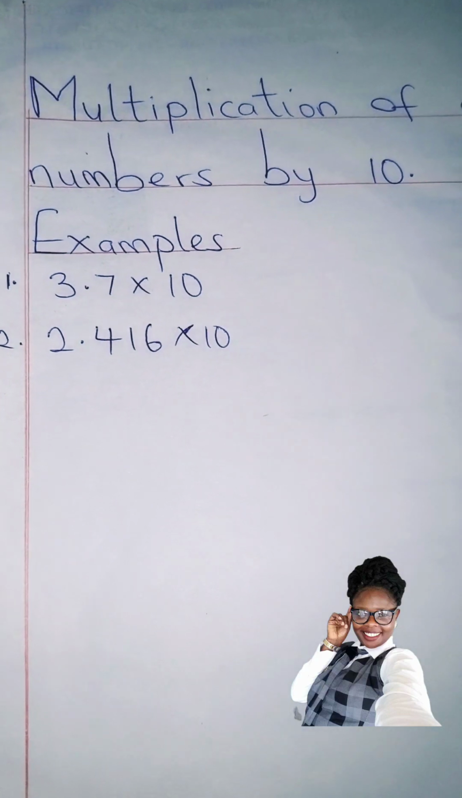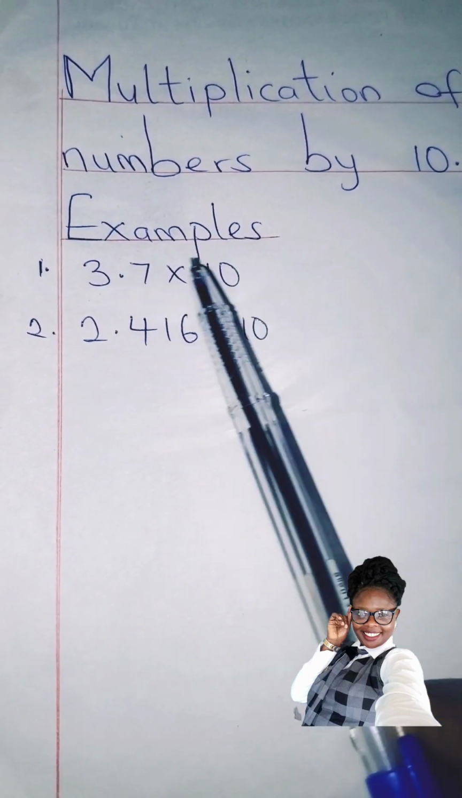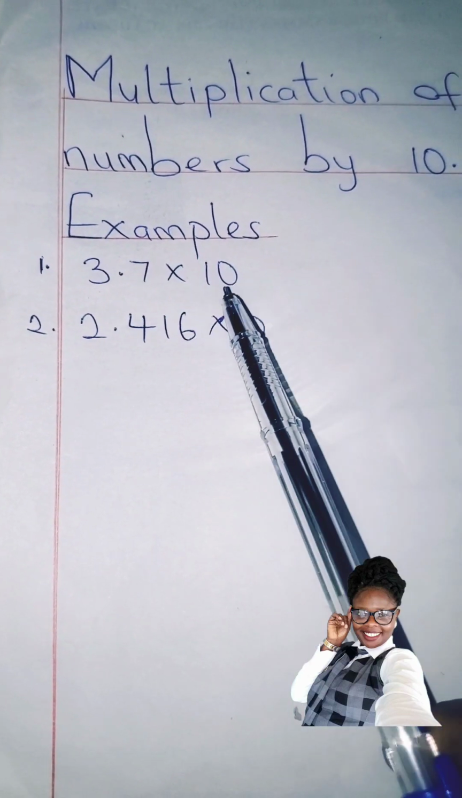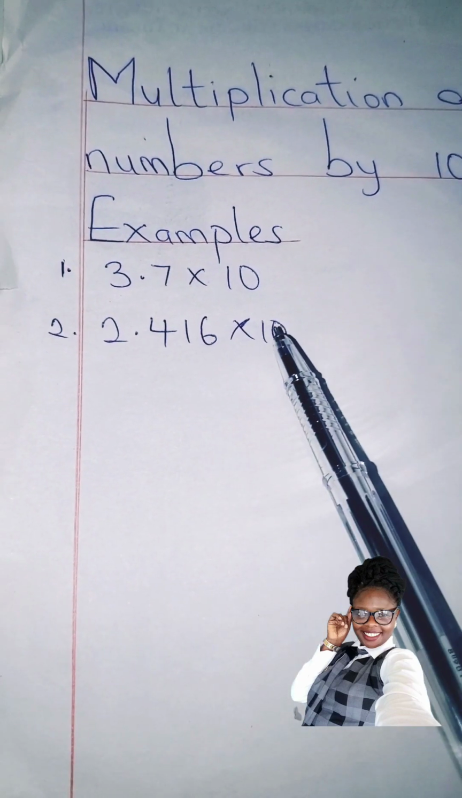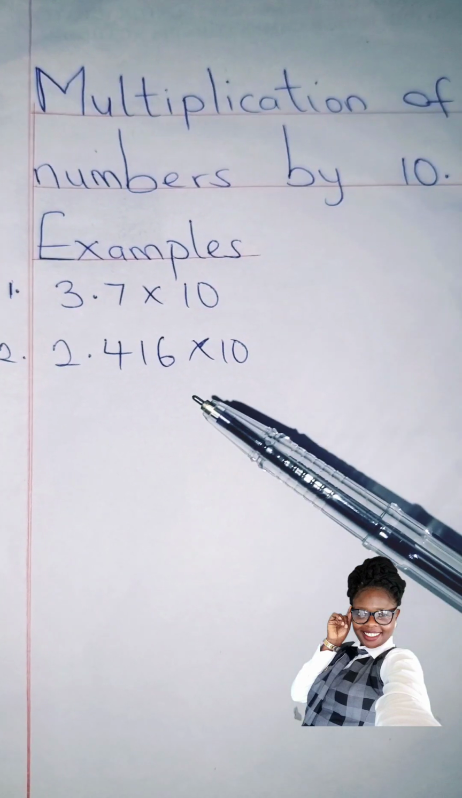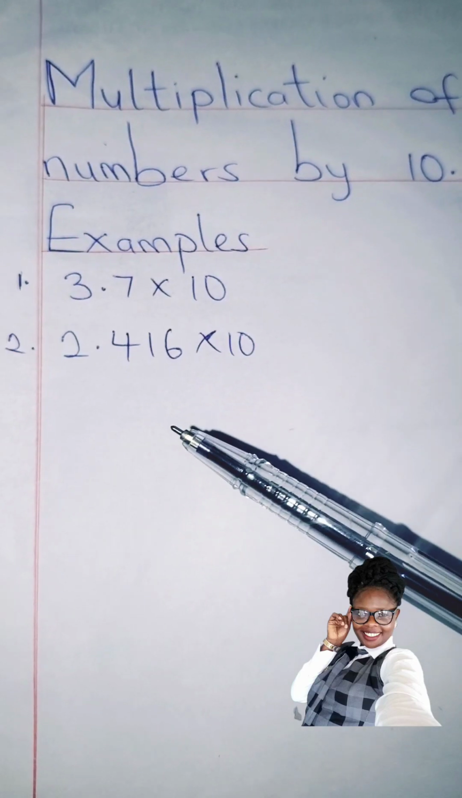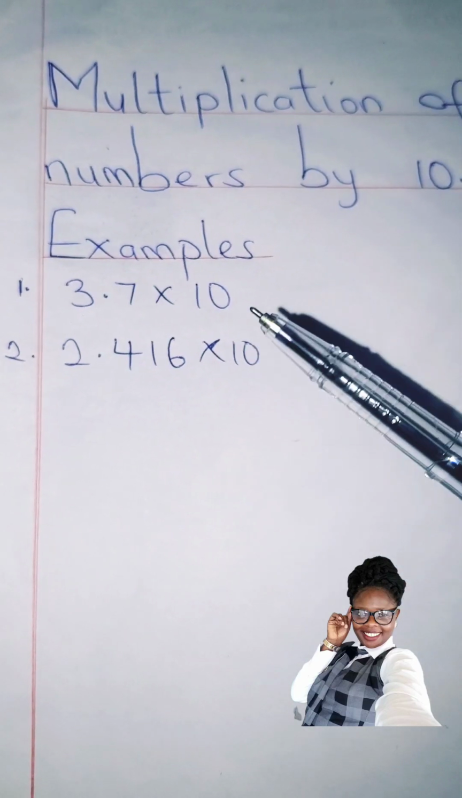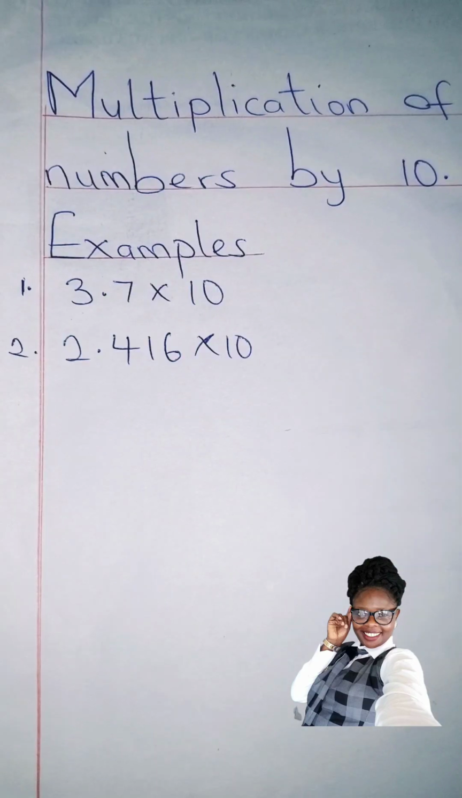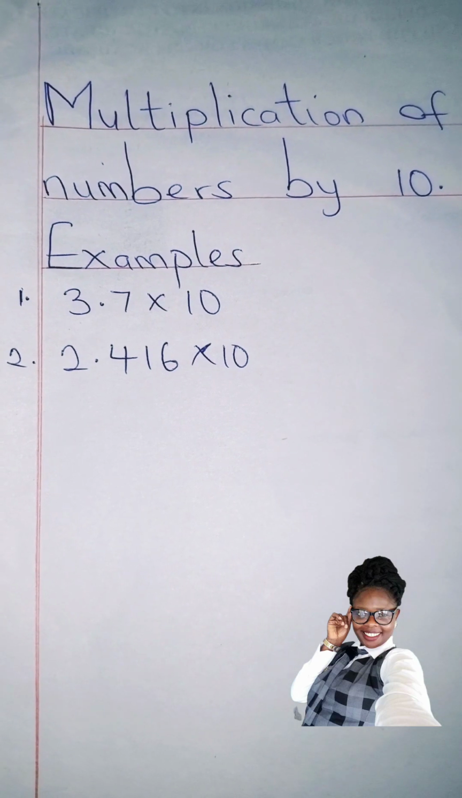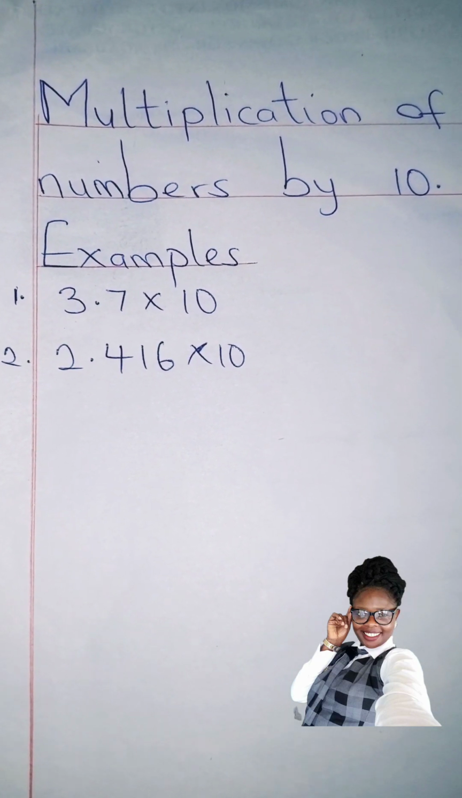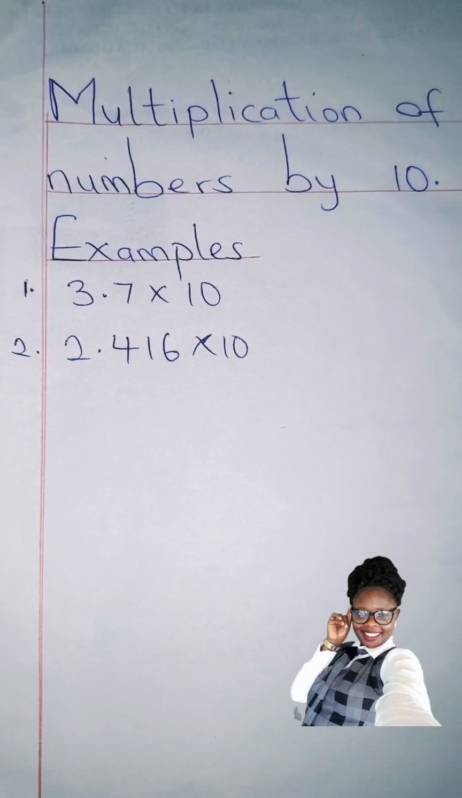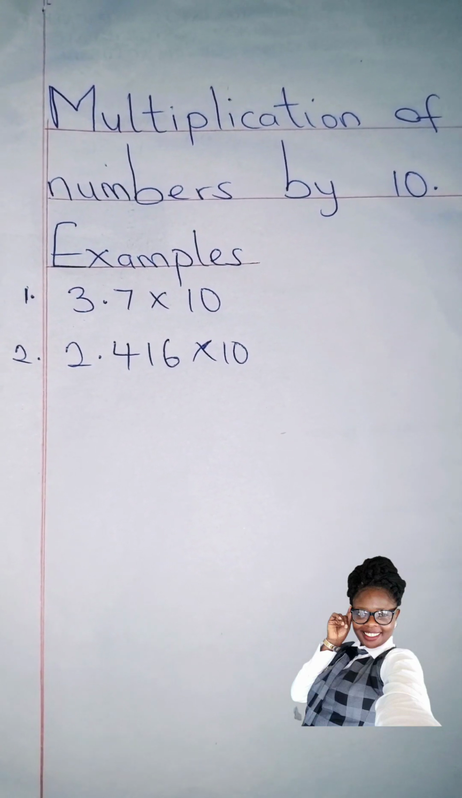Now, let's begin. Examples: number 1, 3.7 times 10, and number 2, 2.416 times 10. I shall be using two methods to solve these examples. You can use any of the methods. All you just need to do is to tell me the method you prefer in the comments section. Thank you. Now let's begin the solution.